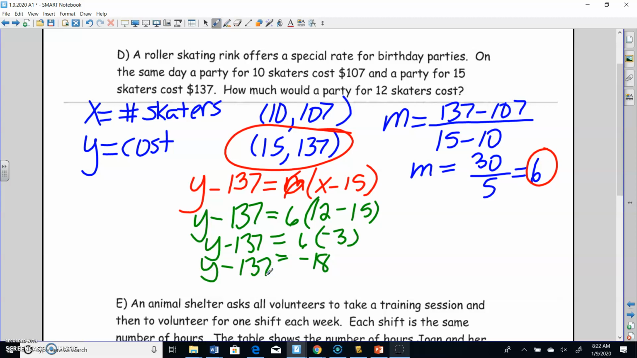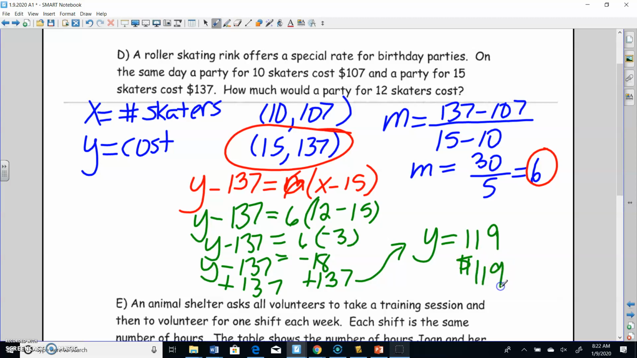I shouldn't have a negative cost. But then I do what to both sides? Add 137. So that's going to put me into the positive. What's a negative 18 plus 137? 119? Okay, so let's see if that makes sense for the problem. 119 represents what? Cost for 12 skaters, right? So $119. Does that make sense?